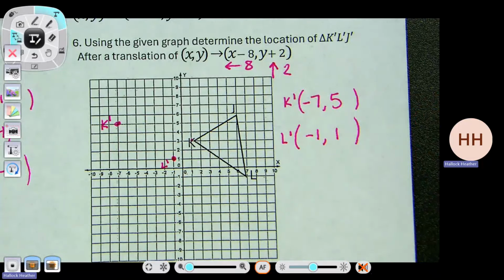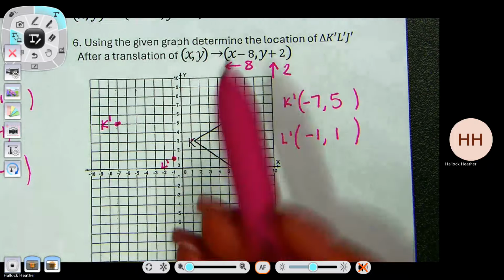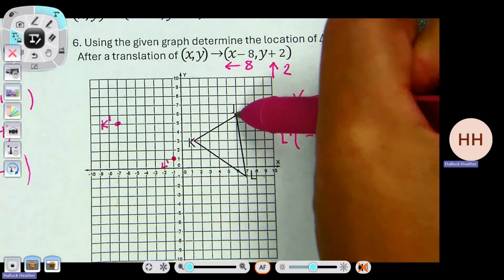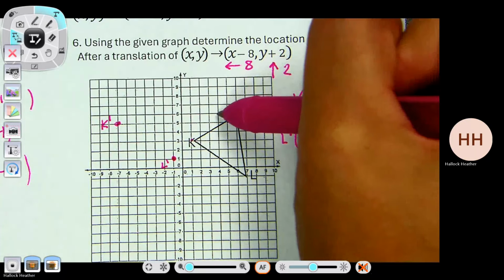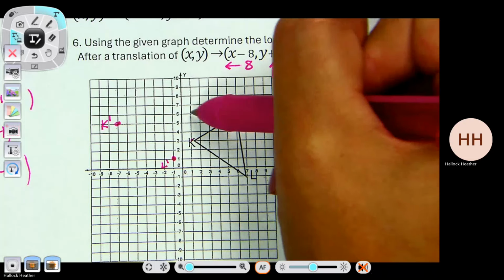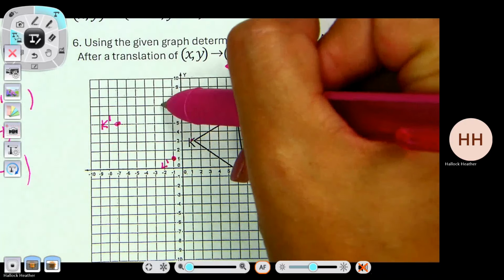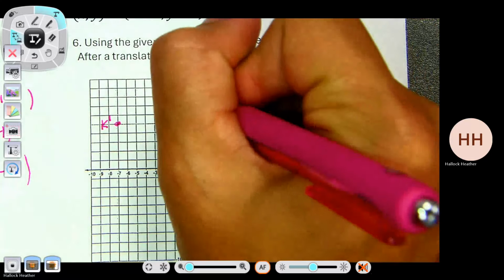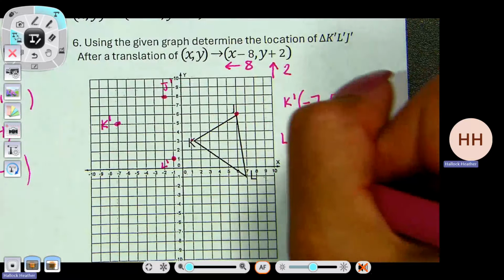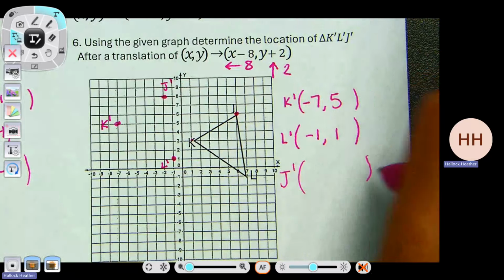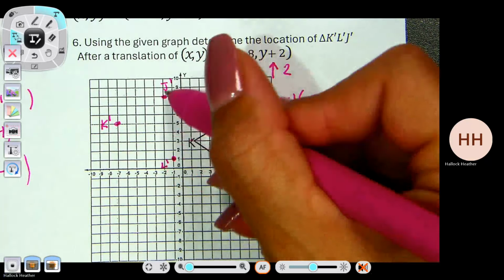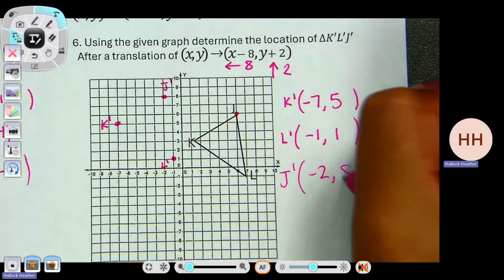The last one I have to move is J. I'm doing the same thing, going left and up, which is slightly off the point, but we're going to make it this point. So J prime should be at -2, +8.